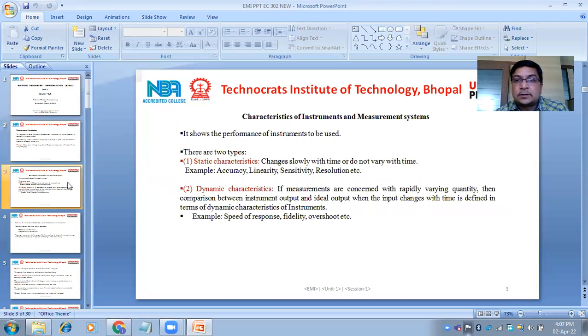Now we represent various characteristics of instruments and measuring systems. They show the performance of the instrument to be used. So basically, the characteristics of an instrument describe the performance of the instrument, how the instrument is performing. There are two types of characteristics, with the help of which we can represent the behavior of a measuring instrument: static characteristics and dynamic characteristics.